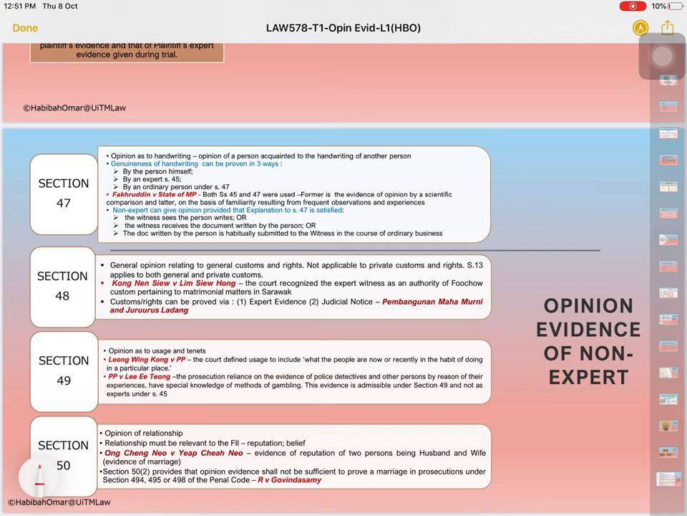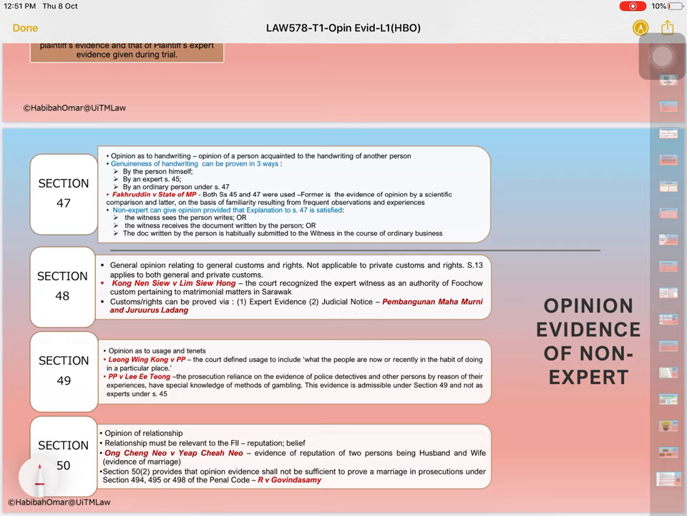Also, under section 50, the last one will be evidence on opinion on relationship of the parties. Remember last time we studied section 9 on evidence of relationship of parties. When you talk about evidence of relationship of parties, this is actually related to opinion evidence. When you're talking about matters relating to reputation, for example, you have that in the case of Ong Cheng Neo and Yap Chiang Neo. So on these four sections here, you can have a non-expert giving evidence of opinion.